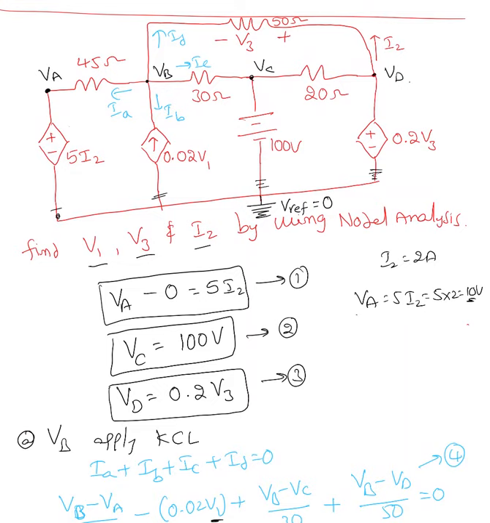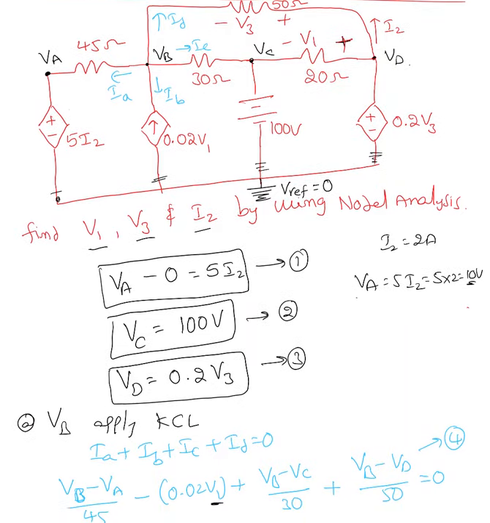Looks like I forgot to indicate that V1 is given right here. This is V1, that's already given. So from here I can define V1 equal to VD minus VC. That's my V1. So everything I'm writing down is in terms of VA, VB, VC, VD.